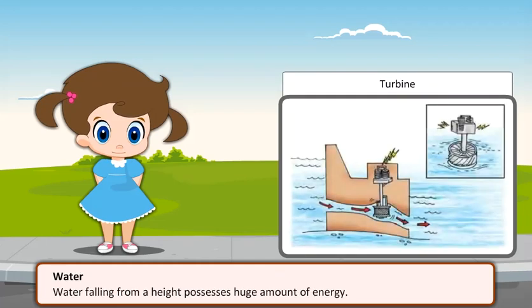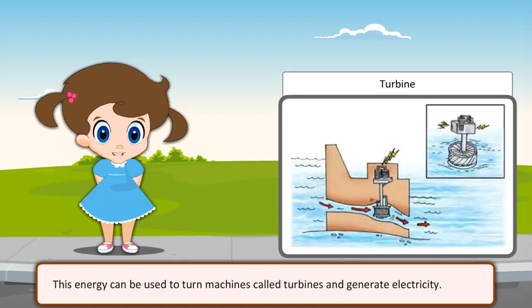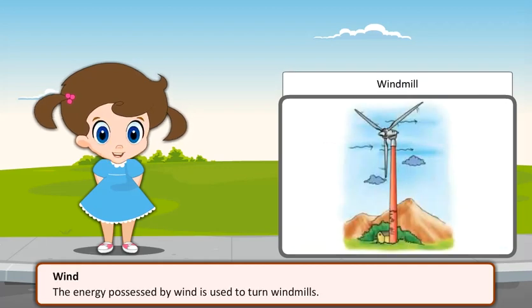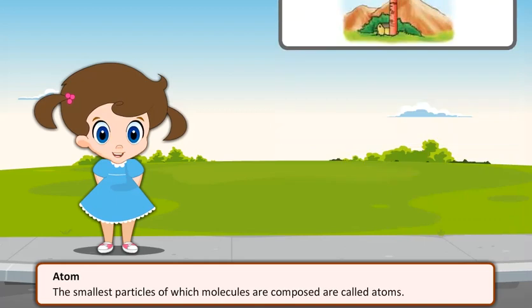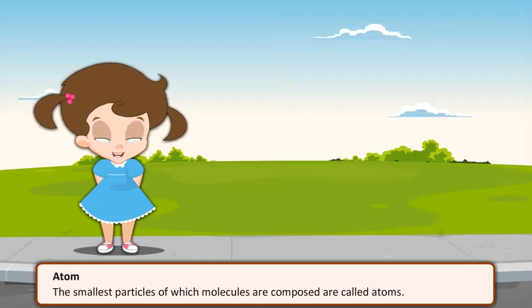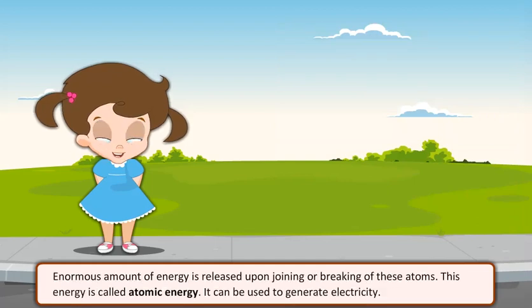Water. Water falling from a height possesses huge amount of energy. This energy can be used to turn machines called turbines and generate electricity. Wind. The energy possessed by wind is used to turn windmills. These then move turbines and generate electricity. Atom. The smallest particles of which molecules are composed are called atoms. Enormous amount of energy is released upon joining or breaking of these atoms. This energy is called atomic energy. It can be used to generate electricity.